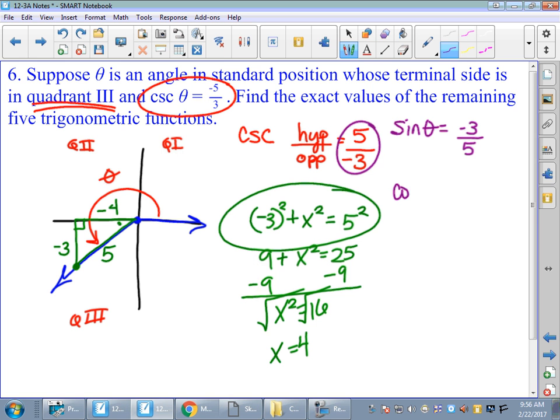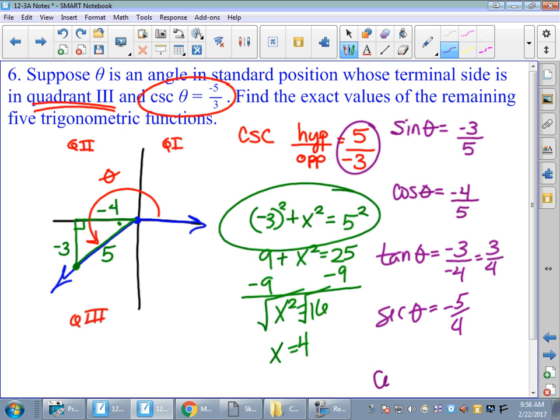Cosecant they gave us. Cosine theta is adjacent -4 over hypotenuse 5. Tangent theta is opposite -3 over adjacent -4, which becomes a positive 3/4. When you have a negative divided by a negative, it's positive. Cosecant we have. Secant theta is -5/4, and cotangent theta is positive 4/3. And so you just have 5 answers instead of 6.